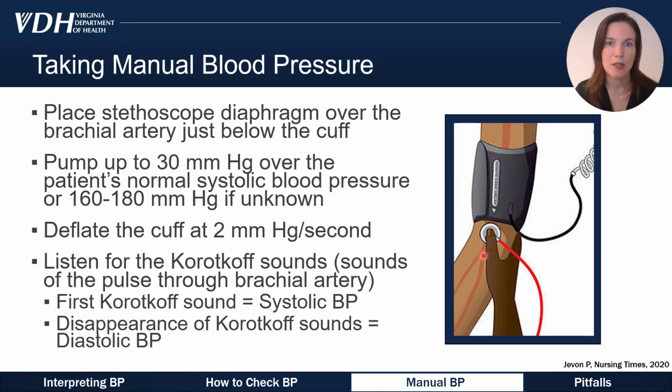and listen closely for the Korotkoff sounds, which are the sounds of the pulse in the brachial artery. You'll make a note of the first Korotkoff sound, which represents the systolic blood pressure, and then the point at which all of the Korotkoff sounds disappear, which represents the diastolic blood pressure.